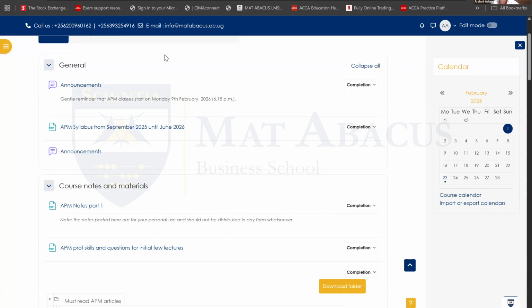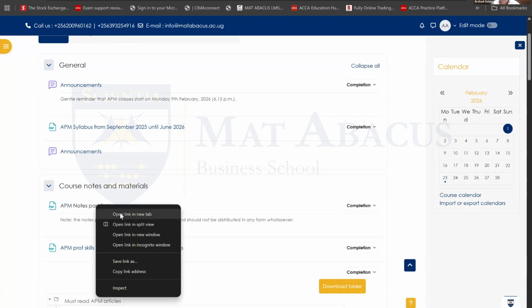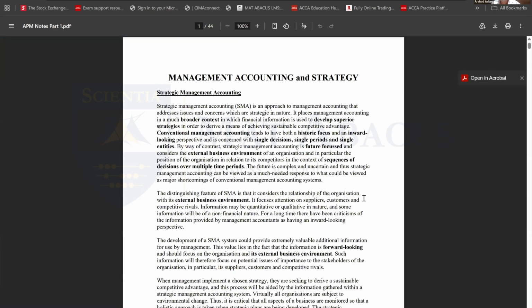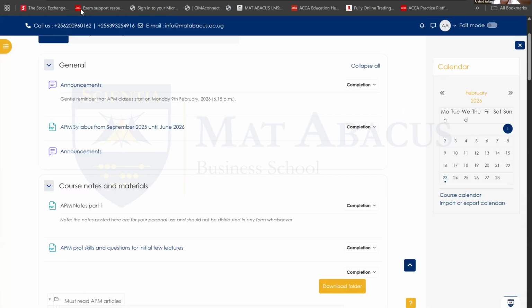For example, these notes are from many years of teaching. You come here, you open the link, and there you go. This is your first notes, part one. You can download it to your computer, no problem. It's still my notes, but you have access to use it. So please don't forget that these notes are for your personal use and should not be distributed in any form whatsoever. I allow you to download it to your computer.